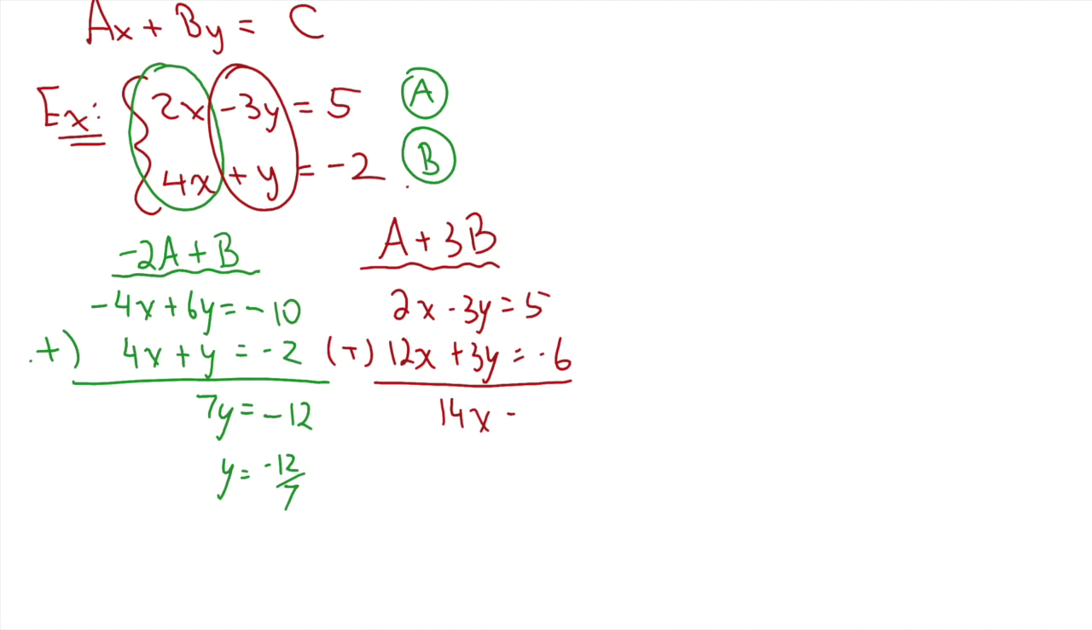You're left with 14x is equal to -1, and divide by 14, you get x equals -1/14. And I didn't have to work with fractions at all. Okay. So my answer is, in the end, (-1/14, -12/7). Ta-da! Not bad, right?